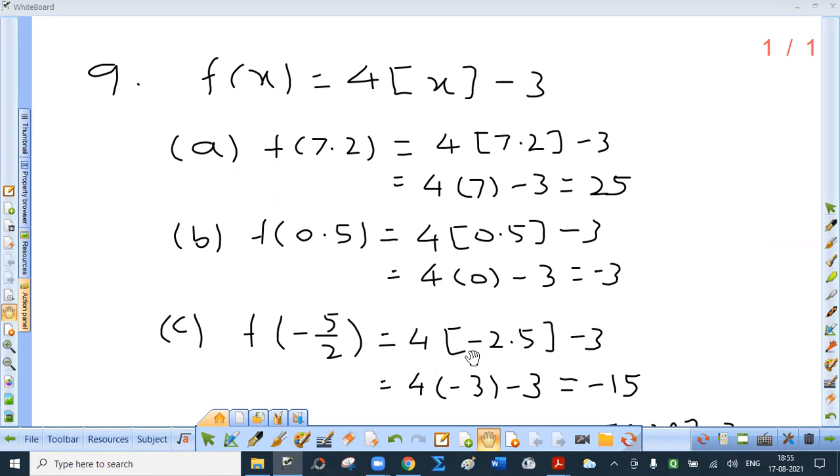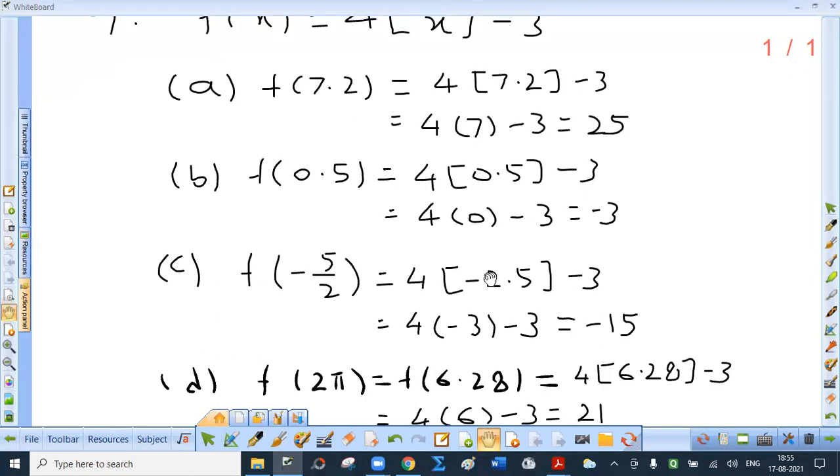No. Greatest integer not greater than minus 2.5. Minus 2 is greater than minus 2.5. And I have told you that the nearest integer to the left of minus 2.5 is minus 3. So the step value of minus 2.5 is minus 3. So minus 12 minus 3, that is minus 15.